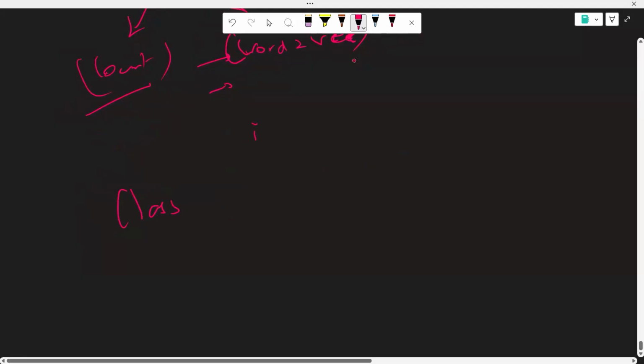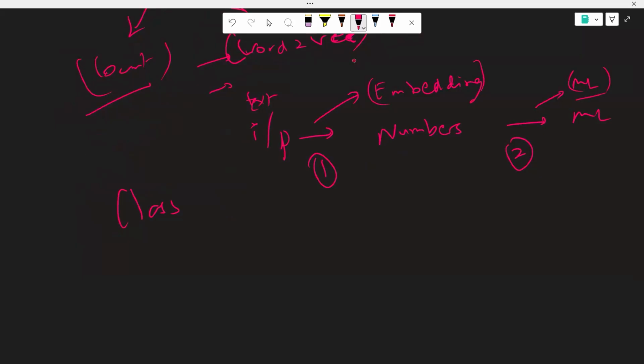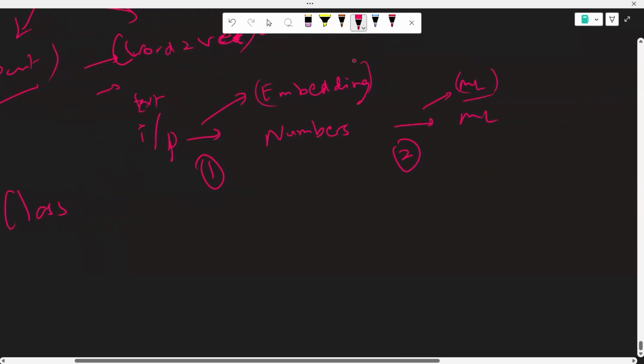So if you remember, I told you in NLP you will have input, which is text. You will have embeddings which convert the text into numbers, and then you have machine learning. There are two steps: one is regarding embedding, one is regarding machine learning. Embedding we have almost covered. Machine learning, you already know the algorithms, so there are no new algorithms that you'll see. So we'll simply implement the algorithms.